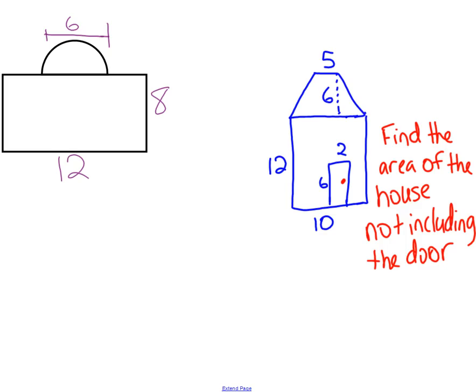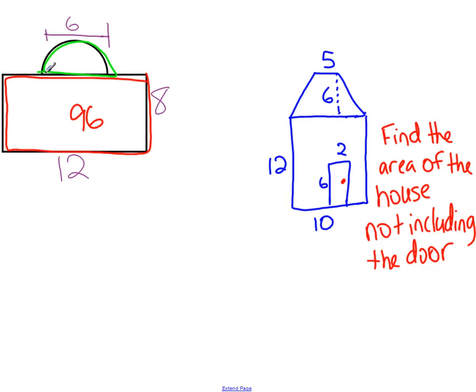Alright, so the area of the Alamo, we start with this rectangular piece. How do you find area of a rectangle? Base times height, so 12 times 8 is? Okay, everyone should be able to get that part. Thank you. Then the slightly more difficult part is this half circle.